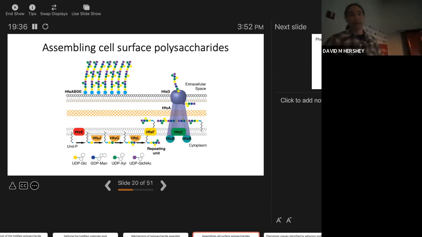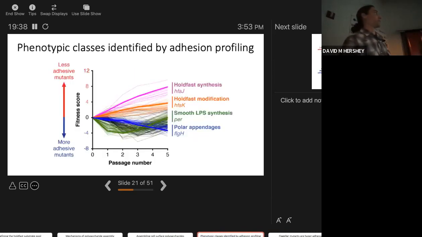But what I want to point out is that everything that I talked about from this first screen was what we expected to see, right? This is what we wanted to do. We wanted to find holdfast synthesis genes. But sort of by accident, I found out that this is an incredibly powerful approach to find new genes, right? And so there were lots and lots of surprises that we found when we did this first screen.